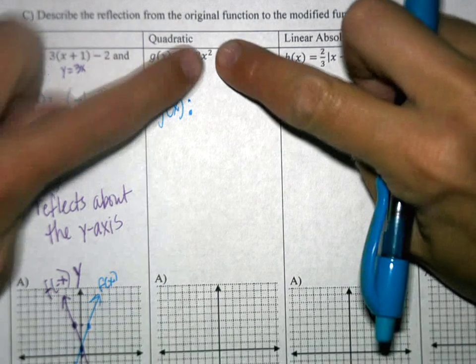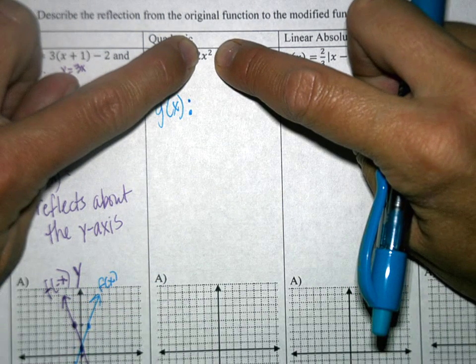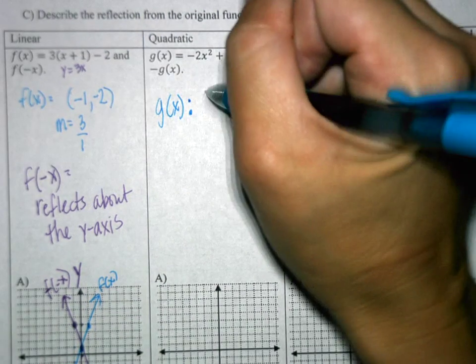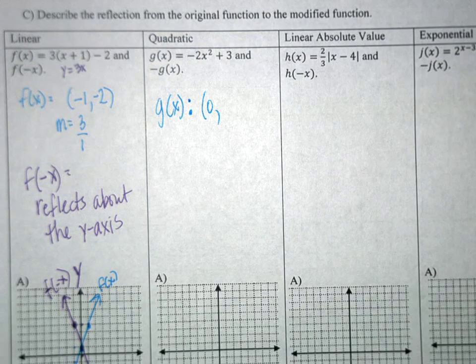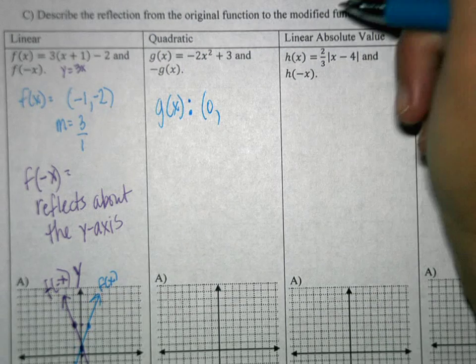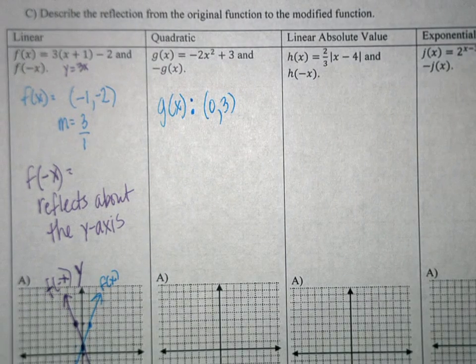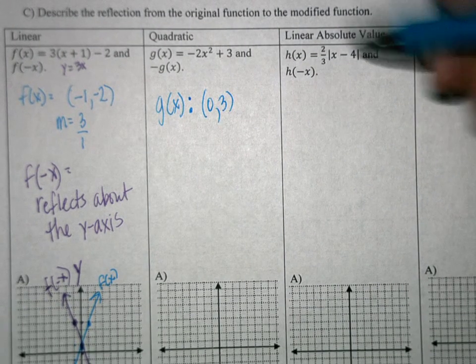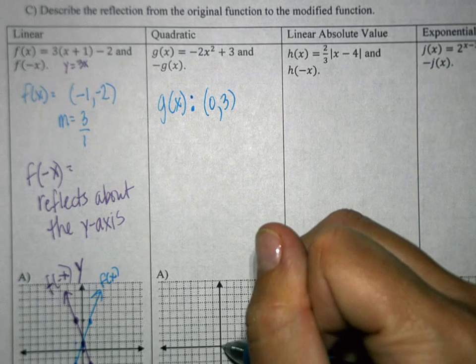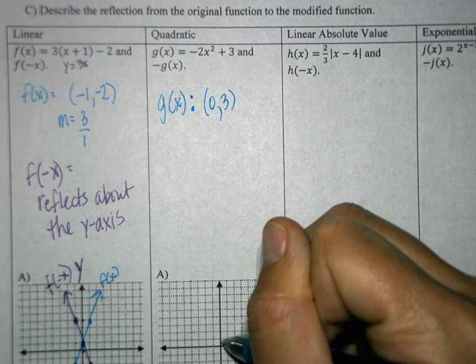Is there anything with the x squared? No. So it's going to be 0, and then it will be 3. Very good. Okay, so with my quadratic functions or parabolas, we go and plot that vertex first, which would be 0 and then up 1, 2, 3.